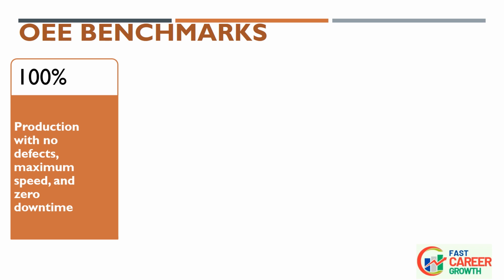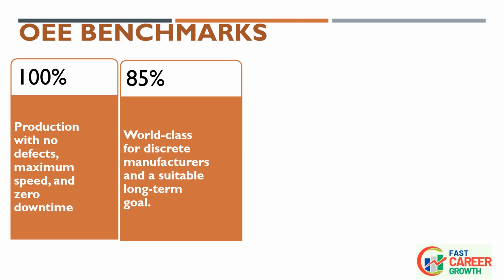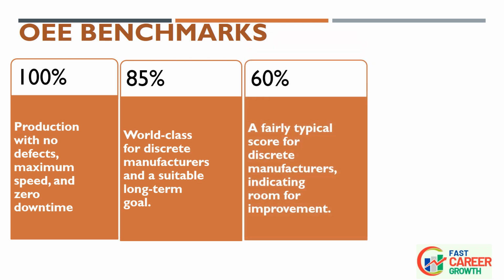So as a benchmark, what is considered a good OEE score? An OEE score of 100% is perfect production, manufacturing only good parts, as fast as possible, with no downtime. An OEE score of 85% is considered world-class for discrete manufacturers. For many companies, it is a suitable long-term goal. An OEE score of 60% is fairly typical for discrete manufacturers, but indicates there is substantial room for improvement.